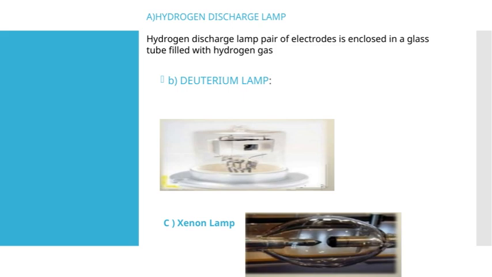Moving on to the deuterium lamp, which is a close relative but with a key distinction. Deuterium lamps are primarily used for ultraviolet spectroscopy because they emit a broad, continuous spectrum in the UV range. They're especially valuable in scientific research, where precise UV light sources are needed. Overall, these discharge lamps, whether hydrogen or deuterium, play a crucial role in spectroscopy and analytical techniques. They provide specific and stable wavelengths, making them essential tools in many scientific and industrial settings.